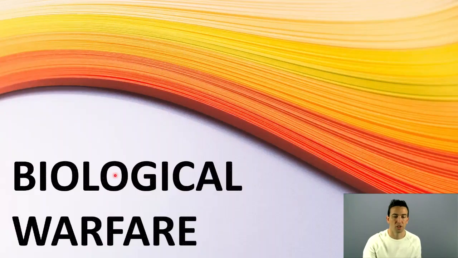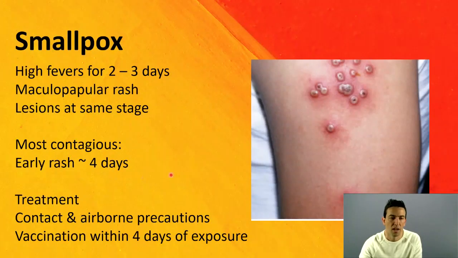Next one through is biological warfare. There's a lot that comes into this, and it can get pretty detailed, but we'll just stick with the most common ones, namely smallpox or variola, which presents with high fevers for 2 to 3 days, and then you get this maculopapular rash. The big descriptor here is those lesions are all at the same stage of progression, which differentiates it from other rashes, right? So smallpox: same stage of those lesions, most contagious early on, around 4 days or so.